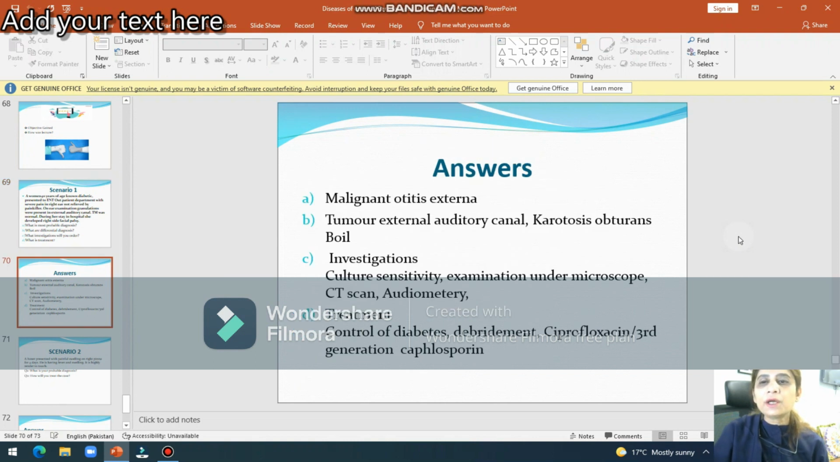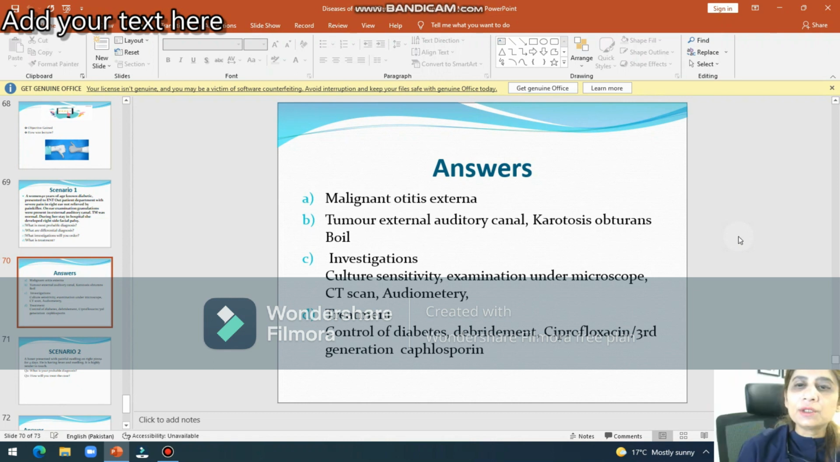So differential diagnosis will be tumors of the external auditory canal that can also present with granulations and facial nerve paralysis, keratosis obturans that is present in the deep meatus and also resorbs the bone and then causes granulation formation in the external auditory canal. Also severe otitis externa, non-healing boil, that is if resistant to certain antibiotics, and the patient can present with this. But the most common diagnosis is malignant otitis externa.